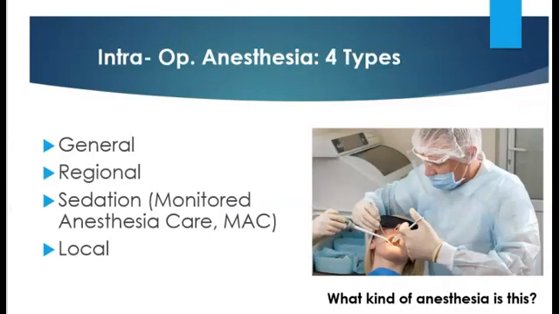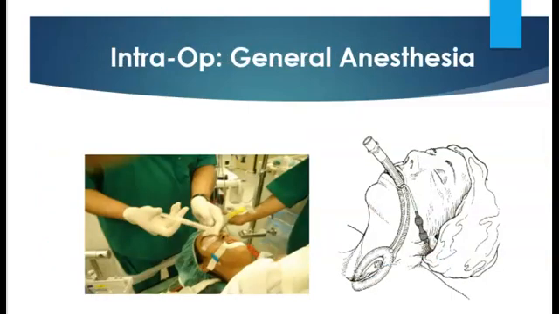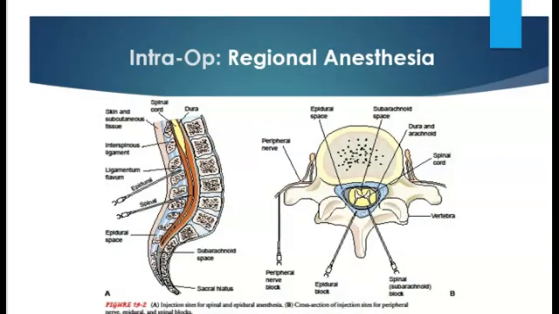As I said, let's talk about anesthesia. There's 4 types. You have general, regional, sedation, which can be monitored anesthesia care, which is considered a MAC, and then a local. Don't need to know the specific kinds, but I think it's kind of interesting just to be aware of them. So let's talk about general anesthesia. What classifies general? Well, they're intubated. Okay, that's all you need to be aware of.